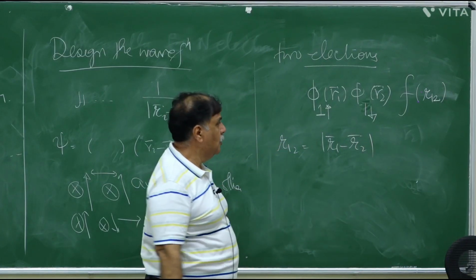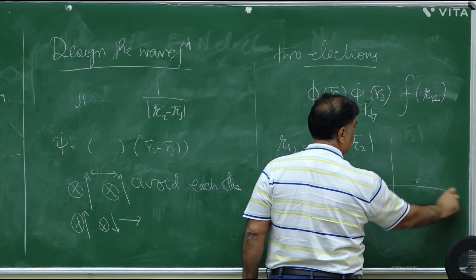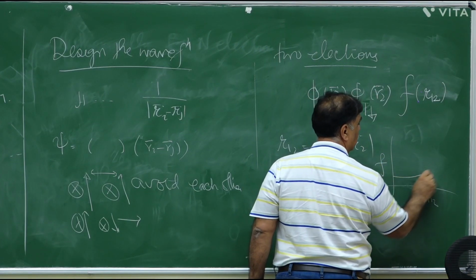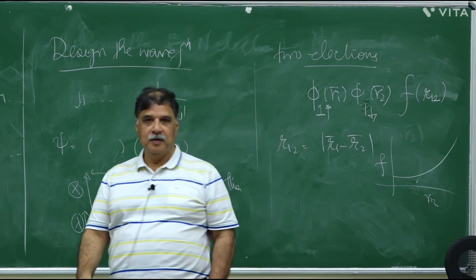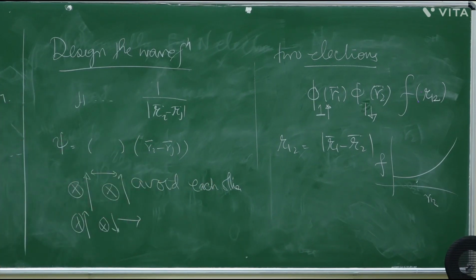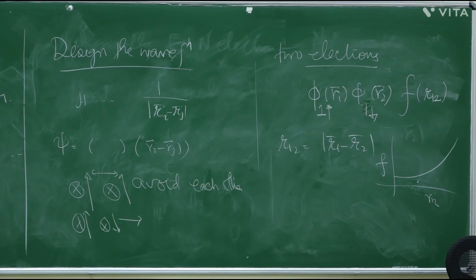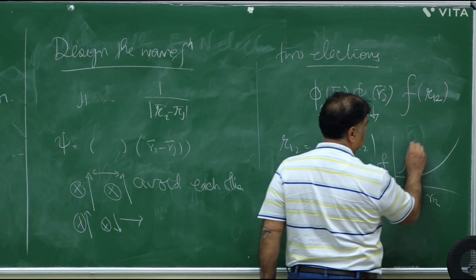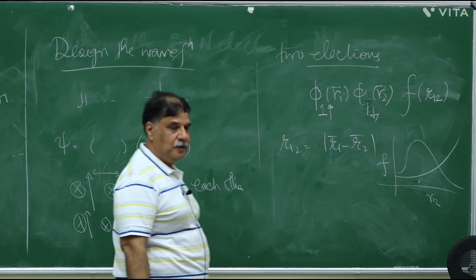R12, right? Which is an increasing function of R12. So if I were to plot F versus R12, it will be more like this. Farther away they are, more the probability of their being farther away. And then this gets multiplied by the other function, and then sometimes the wave function will be like this.